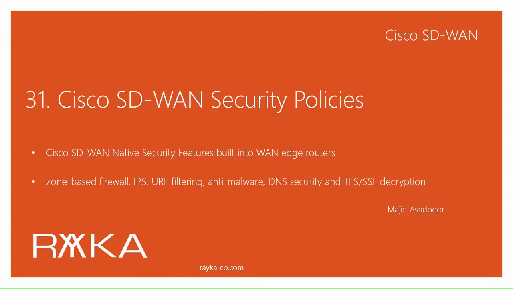Cisco SD-WAN Security Policy offers us native built-in SD-WAN security features such as zone-based firewall, intrusion prevention system, URL filtering, anti-malware protection, DNS security, and also TLS/SSL decryption to be implemented directly in WAN Edge routers.